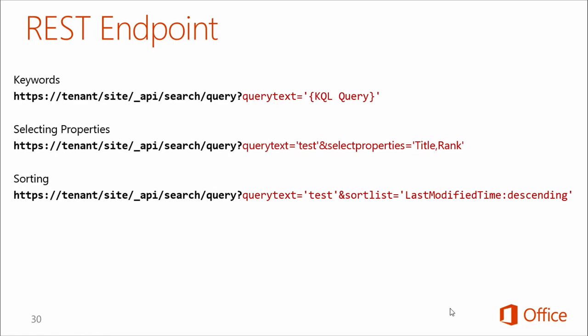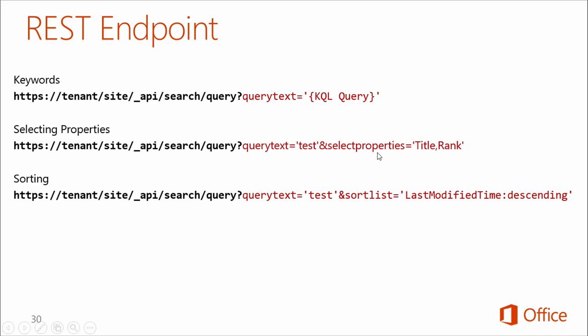The RESTful endpoint for search is located at _api/search/query, as you would expect. Then the query parameter is querytext equals, and you can include any valid KQL that you want in that RESTful endpoint. And you can see I've got some examples here. So I have querytext equals test, just plain old free text. And I've included select properties.